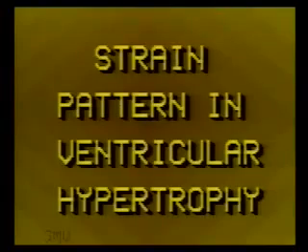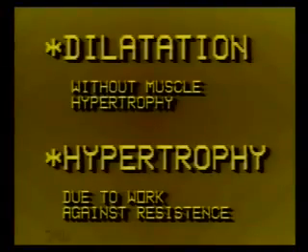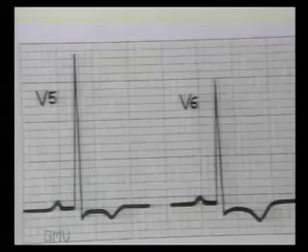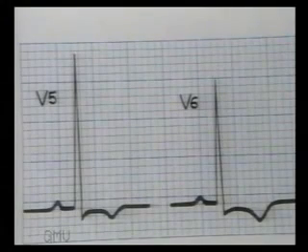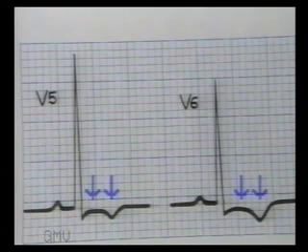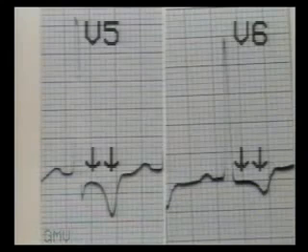Strain pattern in ventricular hypertrophy. Ventricular enlargement is of two types, dilatation and hypertrophy. When the left ventricle has to work against resistance, as in hypertension or aortic stenosis, there will be hypertrophy of its muscle, which will be seen on the ECG as strain pattern in leads V5 and V6. In addition to the very tall R waves, the ST segment is slightly depressed and the T wave is inverted. This is the strain pattern that indicates hypertrophy of left ventricle.